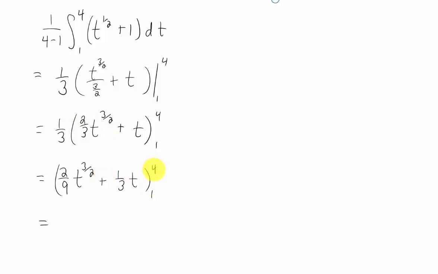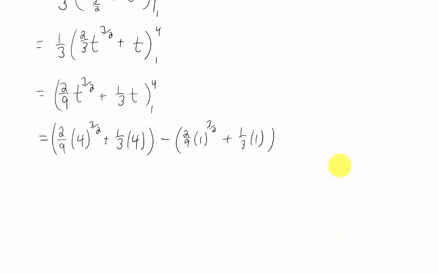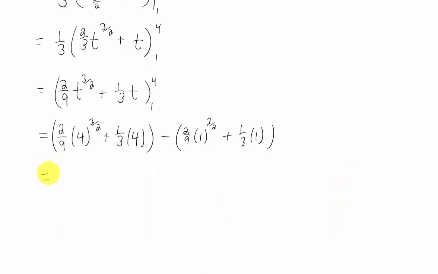Fundamental theorem of calculus says we plug in our 4 first, we subtract, and then we plug in the lower limit. The rest is just simplification, but sometimes the simplification can be the trickiest part. Notice that anything to the 3/2 power means we take a square root of that thing, and then we cube it. If we take a square root and cube 1, we're just going to end up with 1. So that simplifies pretty well.